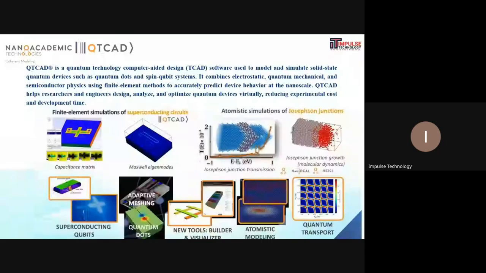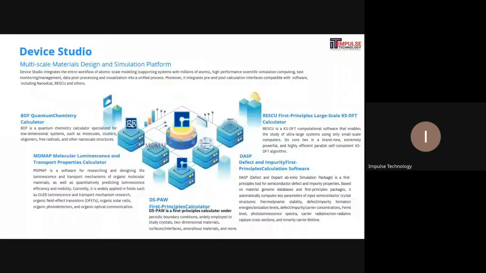Now, let's talk about the Device Studio, which is a material design and simulation platform that you can use to create your material file and device, and you can simulate here in the Device Studio. It is integrated with multiple simulation software like PDF, where you can find the quantum chemistry calculator, and MOMAP for OLED prediction like photocatalysis, and DSPO also, which is first principle calculation, and you can see RESCU for a material-based software, and you can also use DASP, defect and impurity first principle calculation software.